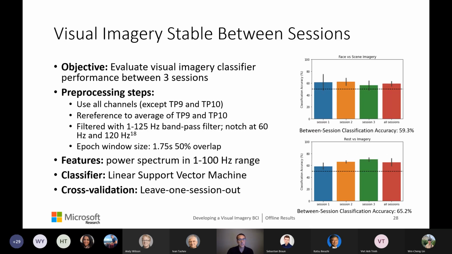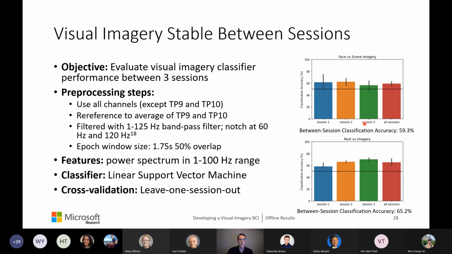One other thing that I tested here was getting a few extra sessions of this experimental paradigm. I had 3 sessions total of this visual imagery classifier. I used the same preprocessing steps for all of them, using all the channels except the ones behind the ears that I was using to re-reference, the same 100 to 125 hertz bandpass filter, same epoch sizes, and 1 to 100 hertz power spectrum for features. For the face versus scene imagery from sessions 1 to 3, we were pretty consistently around 60%.